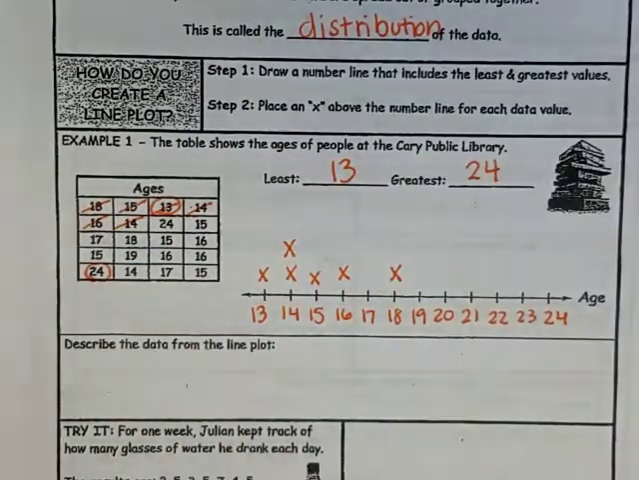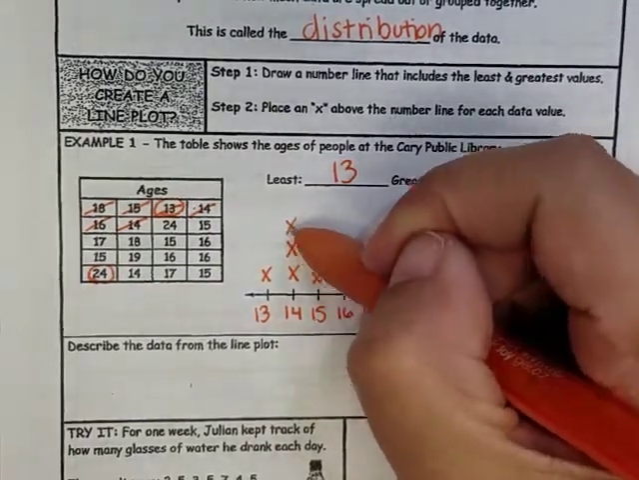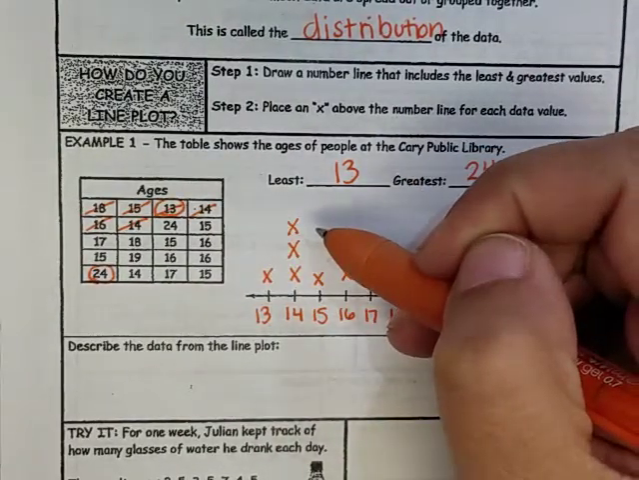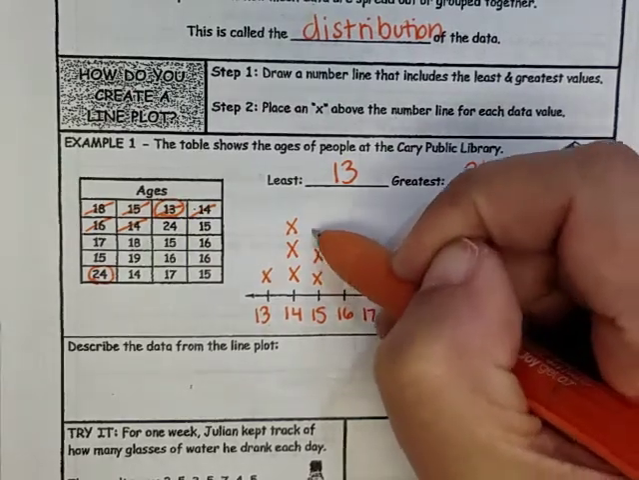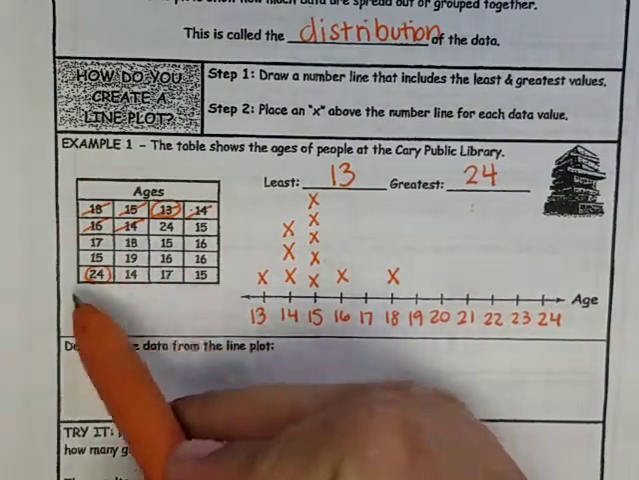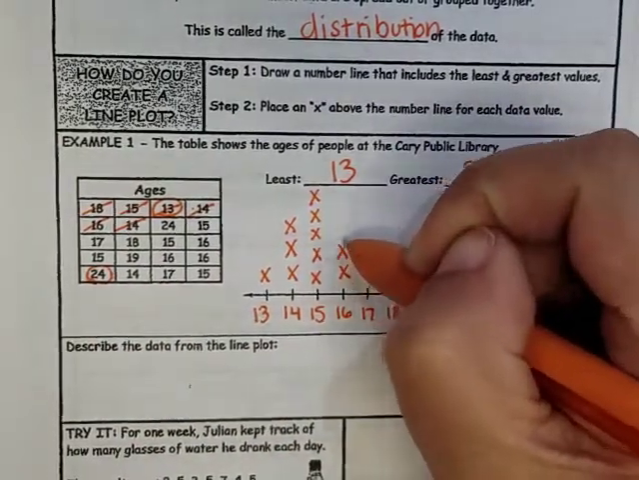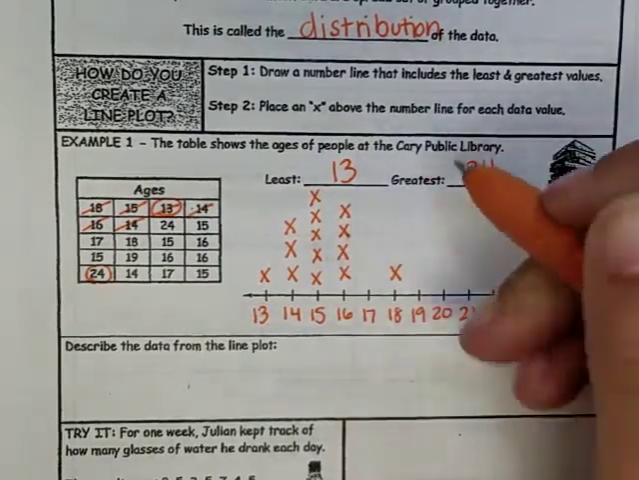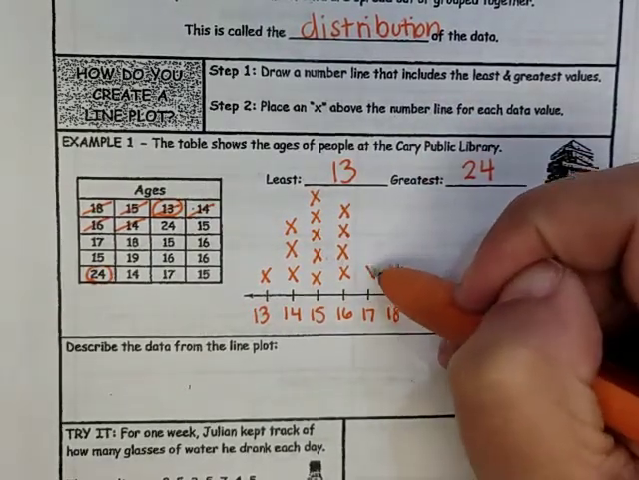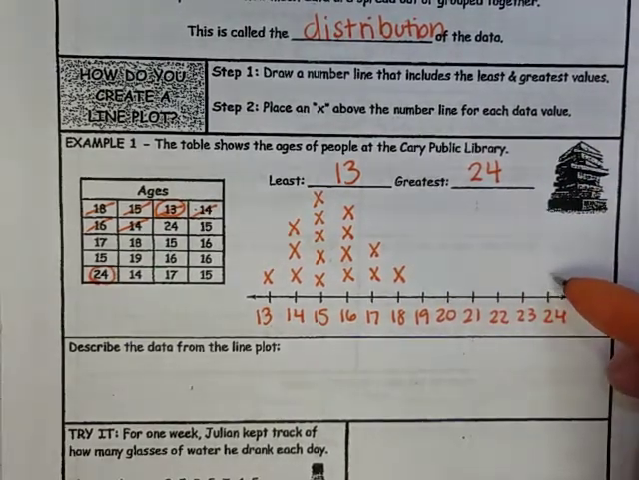Now I'm going to speed up the process because I've already made an answer key over here for myself. So I'm going to just fill this in. But again, you would go through the chart and fill it in. So I've got 5 15s, 4 16s, 2 17s, 1 19, and then 2 24s.